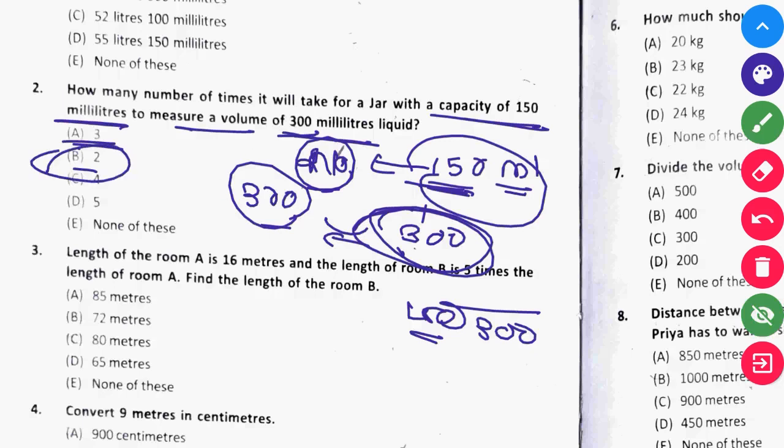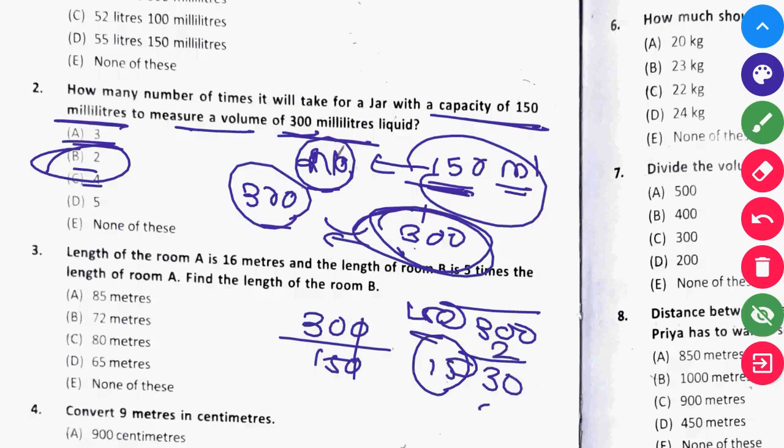So the answer is 2. Or you simply divide 300 by 15, or 30 by 15, so the 0 will get cancelled. 15 twos are 30. So the answer is 2.